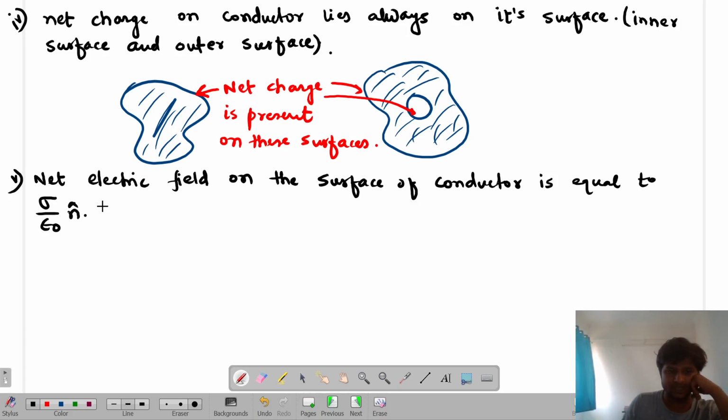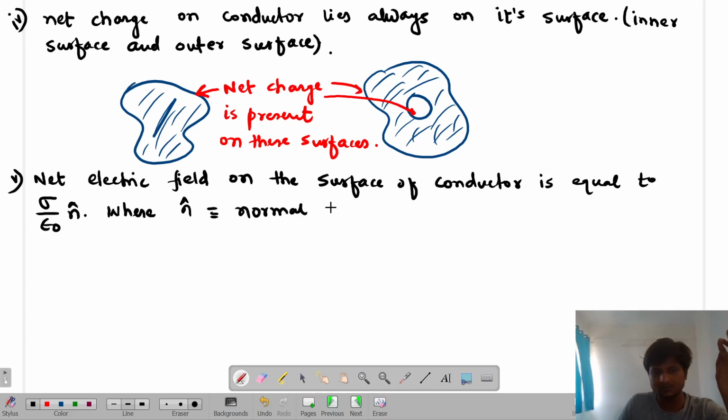I'll make you understand the meaning of this. First let me write where n cap represents the normal unit vector, perpendicular to the surface.